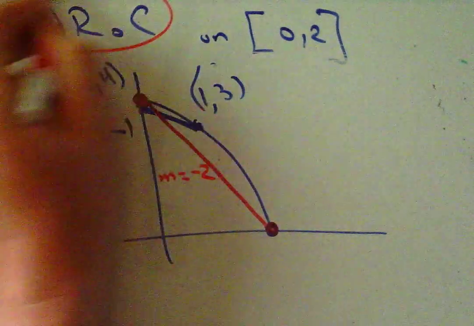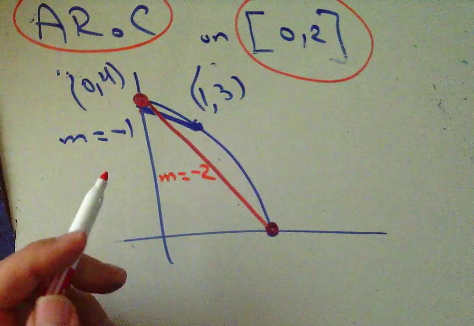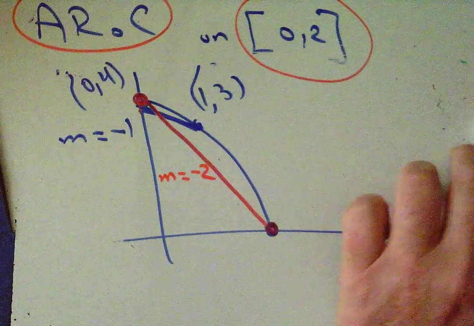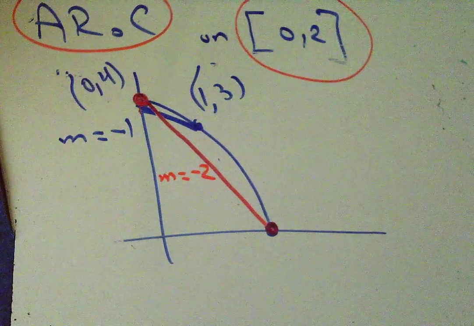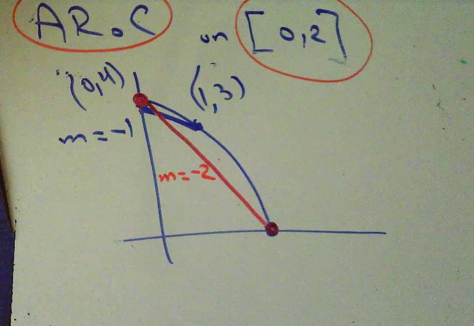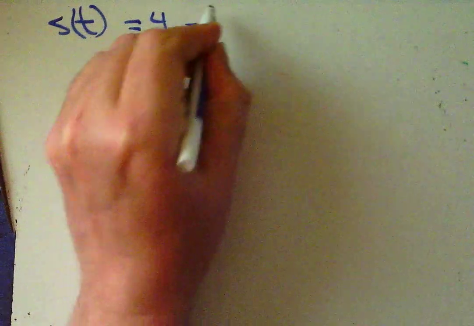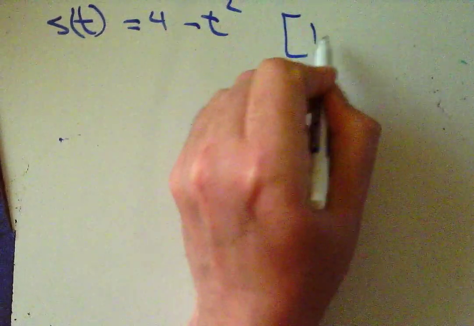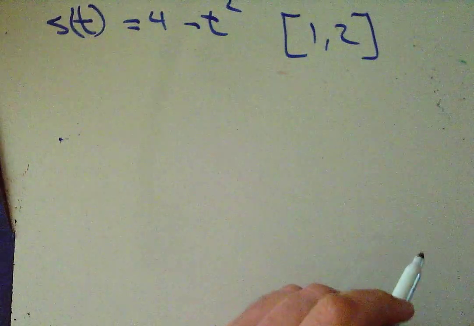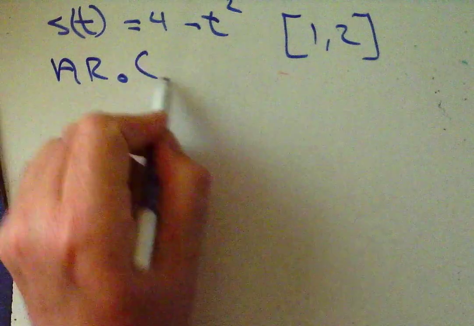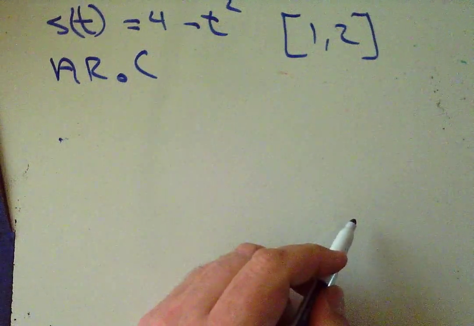Notice average rate of change is always on an interval. It's not instantaneous rate of change. That's slope at a point, and we'll talk about that in calculus. But for us, we're looking for slope on an interval. Let's try one more of those. Our function, again, s of t equals 4 minus t squared. But this time, how about on the interval from 1 to 2? Why don't you pause the video now and find the average rate of change on 1 to 2.